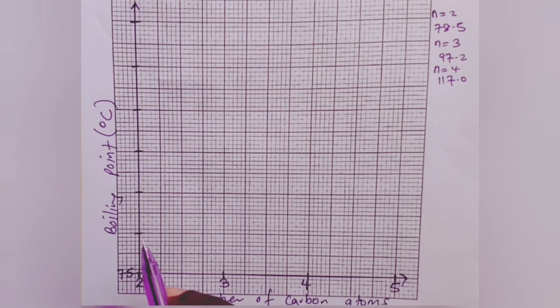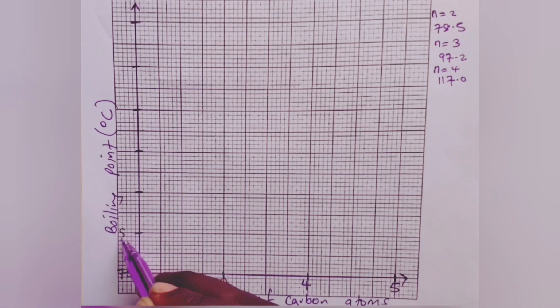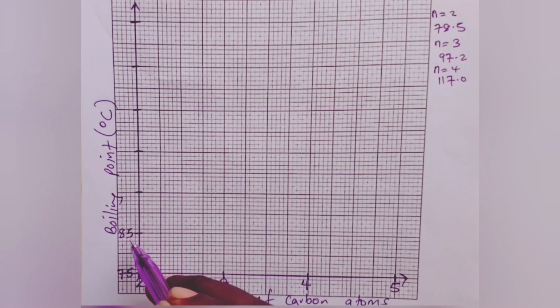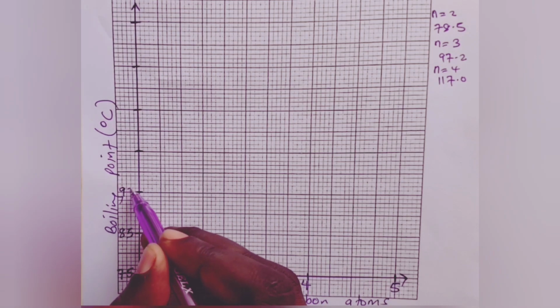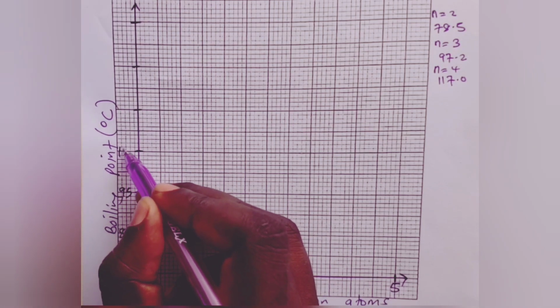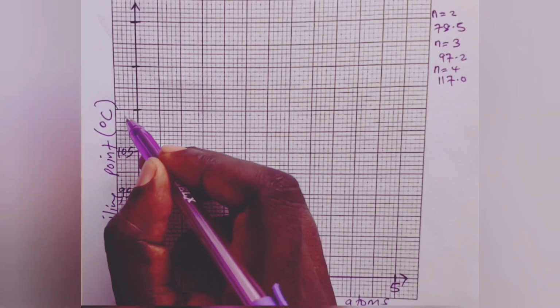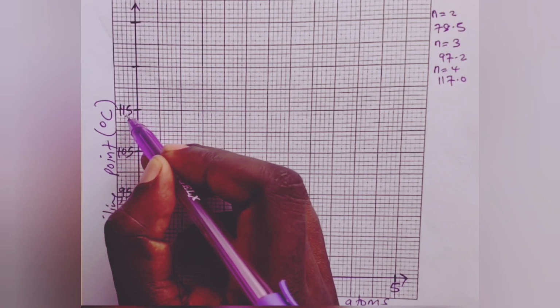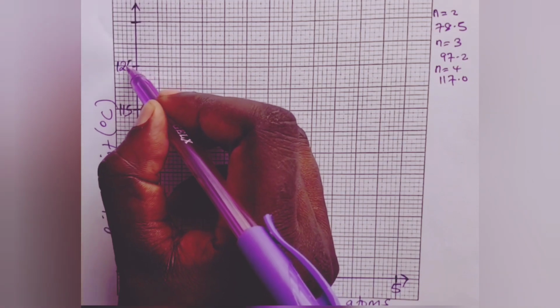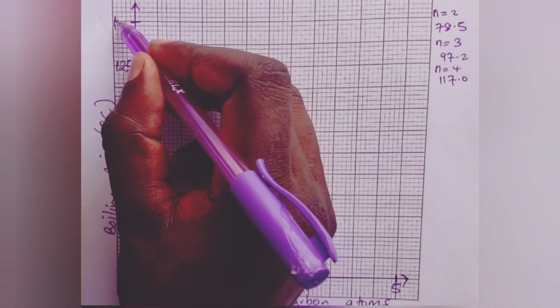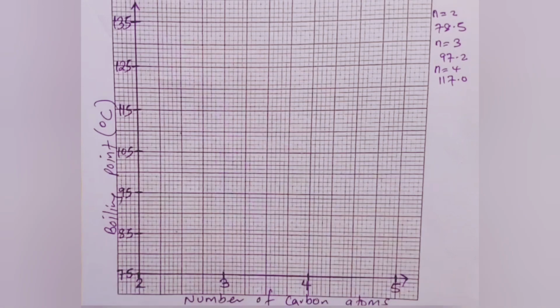So from 75, I would move to 85 after 10 small squares, then 95, then 105, then 115, then 125, and I would end at 135. From here, I would now plot my points.